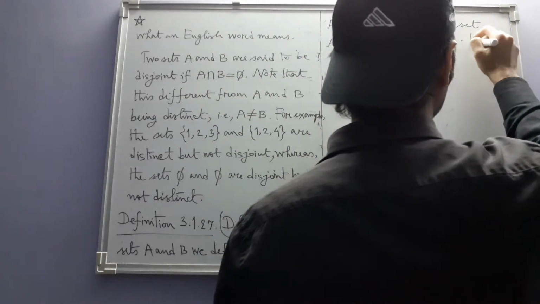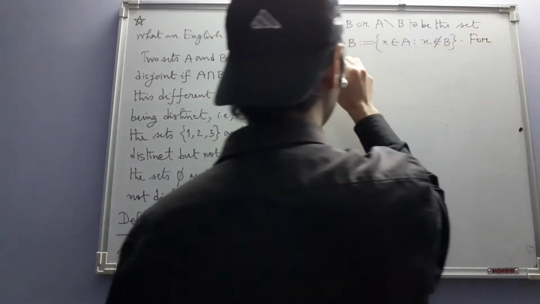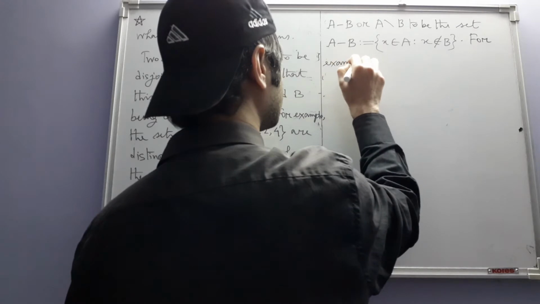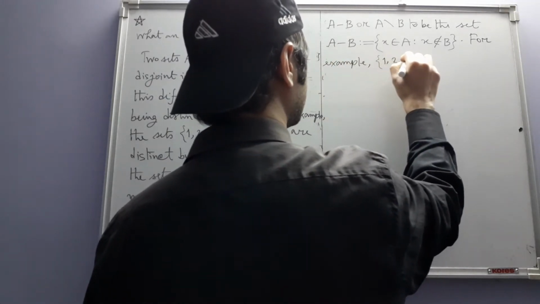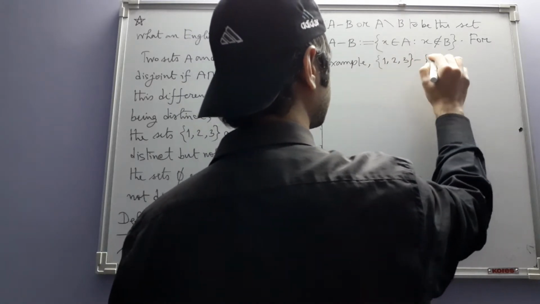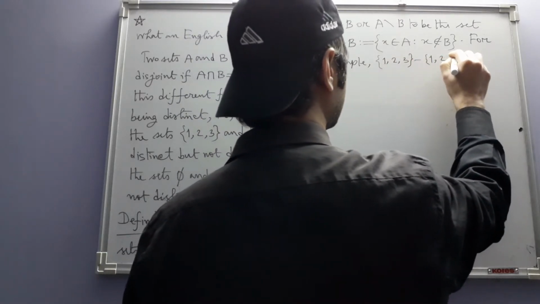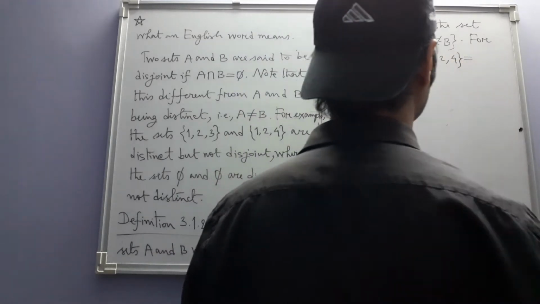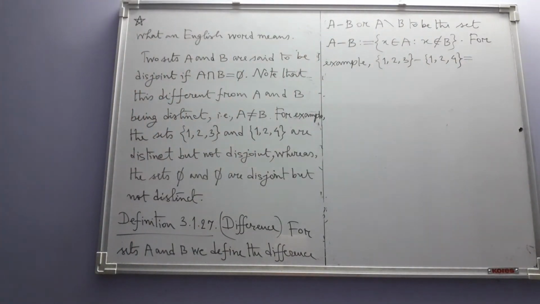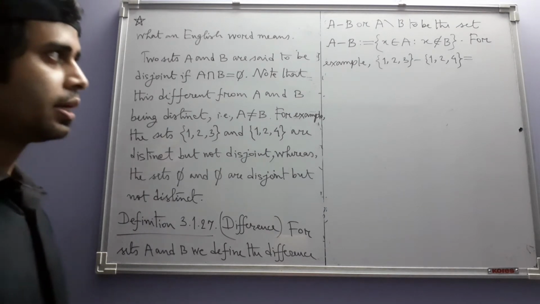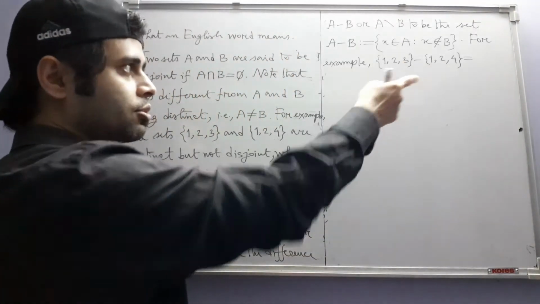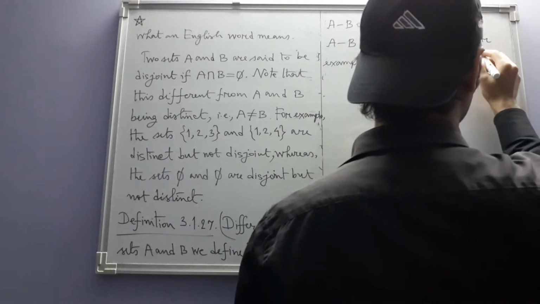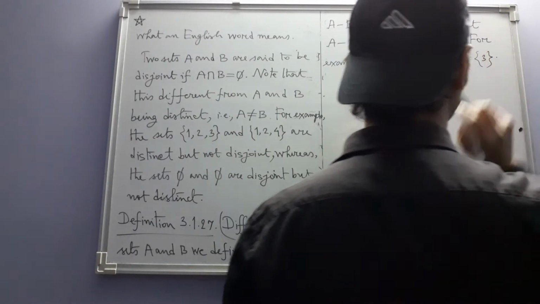For example, {1, 2, 3} minus {1, 2, 4}. So it is the set of those elements in the first set that are not in the second set. The elements in the first set that are in the second set are 1 and 2. So 3 is not there in the second set. So this is the singleton set {3}.